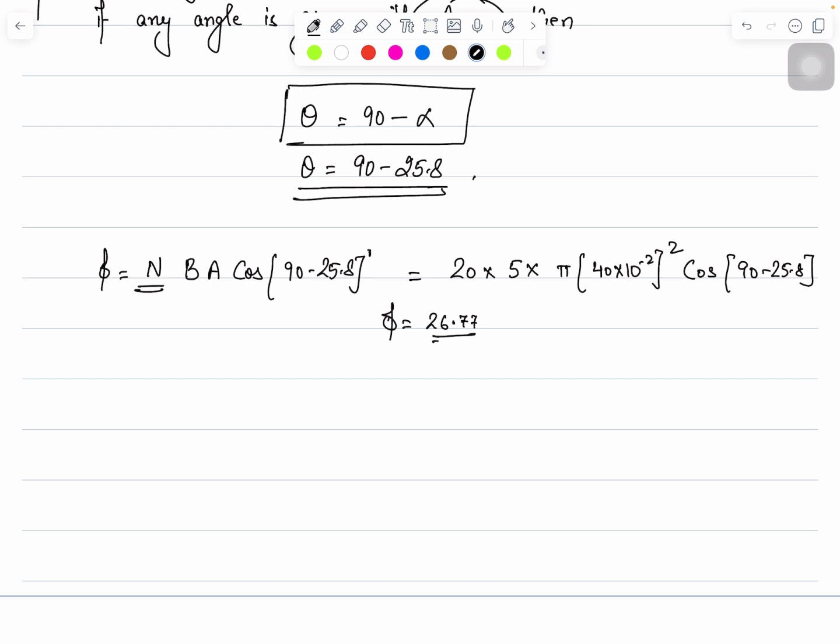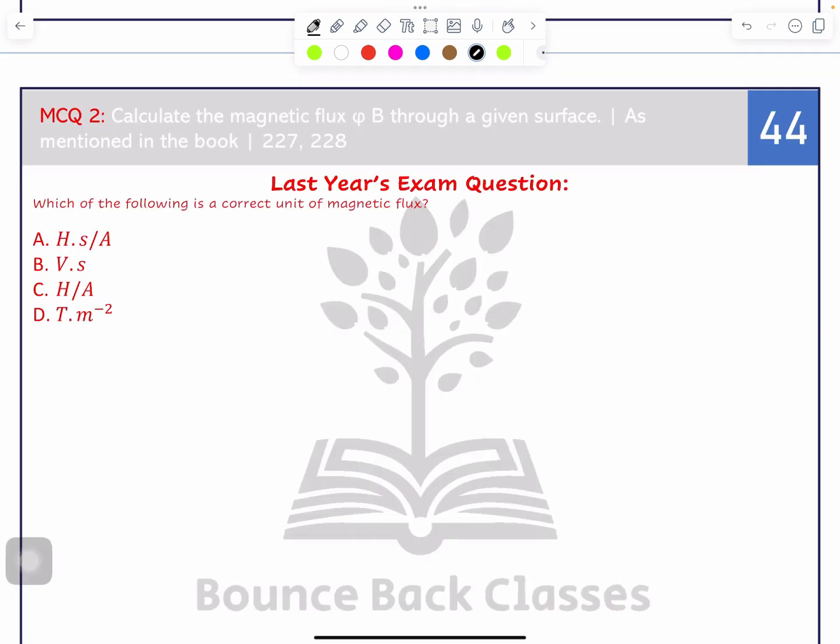Clear, guys? Okay. Now, in the end, we have the last year questions. So you need to focus on which kind of questions are there. The first question: which of the following is a correct unit of magnetic flux? So we learned till now about flux. What is flux? B A cosine theta. Yes or no? From this, B is in Tesla and A is in meter square. This is your flux. You can say the first.